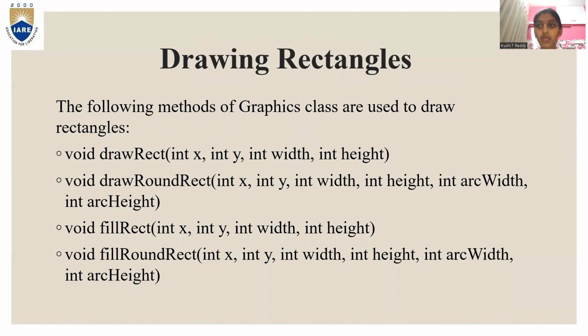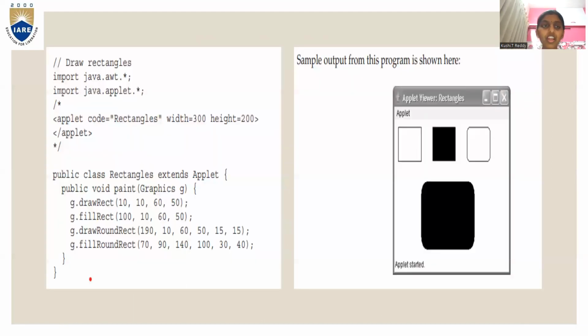So these are 4 different ways in which you can draw a rectangle. Here there is a program. In the picture you can see you have drawn a rectangle, a filled rectangle, a rounded rectangle, and a rounded filled rectangle as well.